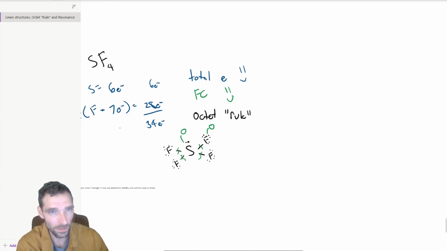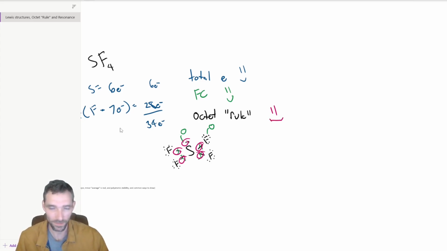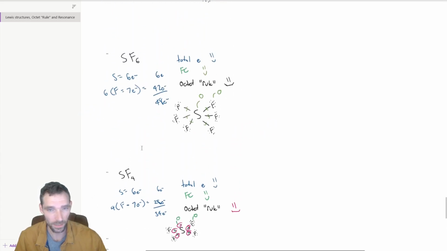And the octet rule, while it's being broken, because we've got 1, 2, 3, 4, 5 orbitals around the sulfur, that's okay. It's definitely using those d orbitals, but that's allowed because sulfur is in that third energy level. It doesn't always do that, like what we saw in the last problem. It did kind of break the octet, but sulfur doesn't always break that.